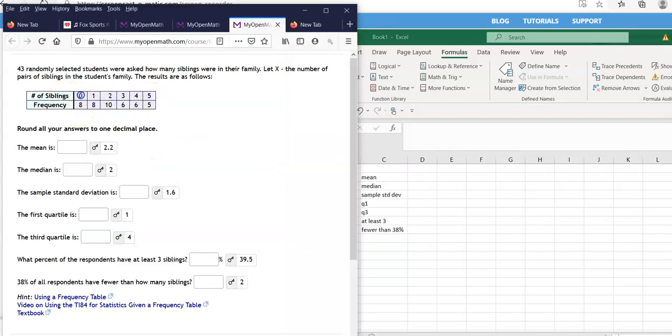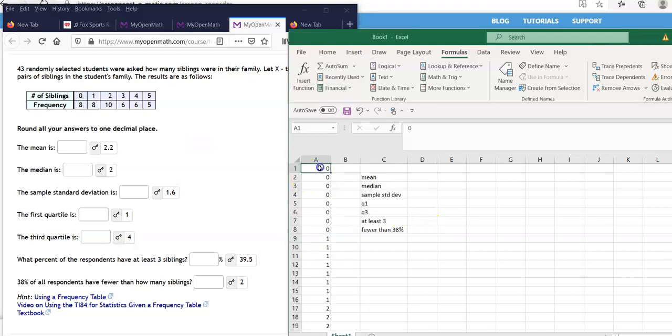Okay, 0, 8 times: 1, 2, 3, 4, 5, 6, 7, 8. 1, 8 times: 1, 2, 3, 4, 5, 6, 7, 8, right? 2, 10 times: 1, 2, and so on, 8, 9, 10, okay? 3, 6 times: 1, 2, 3, 4, 5, 6. 4, 6 times: 1, 2, 3, 4, 5, 6. And 5, 5 times: 1, 2, 3, 4, 5, okay? Total of 43, total of 43, all right?